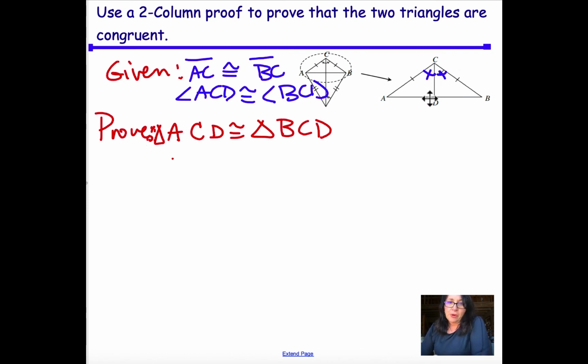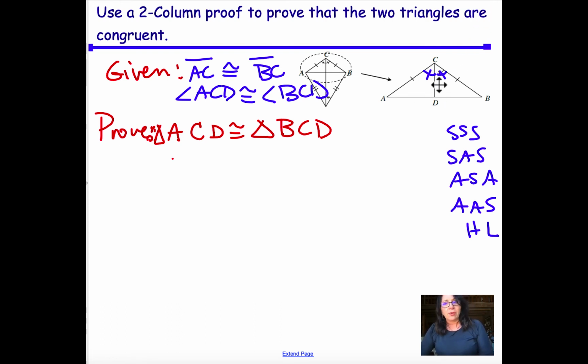So in order to prove the two triangles are congruent, we either need to say side, side, side, side, angle, side, angle, side, angle, angle, angle, side, or hypotenuse, leg, which, because I know that C is congruent to itself because it is reflexive, we can prove that the two triangles are congruent by side, angle, side. So this is the one we're going to use.